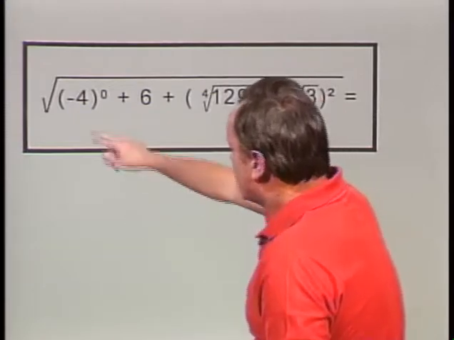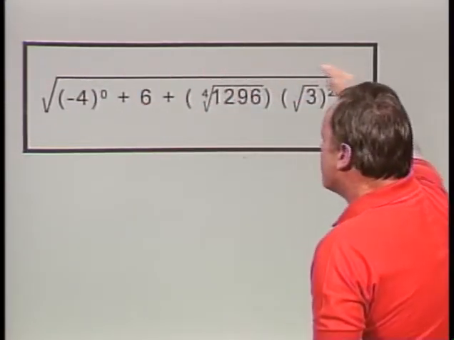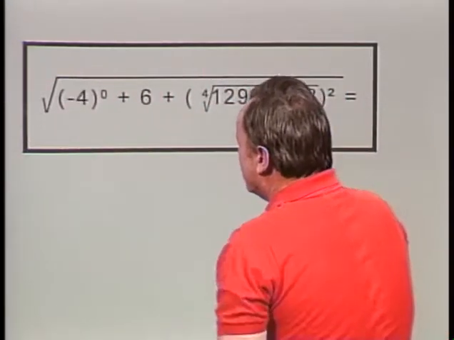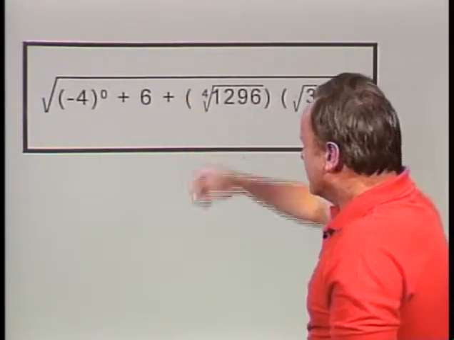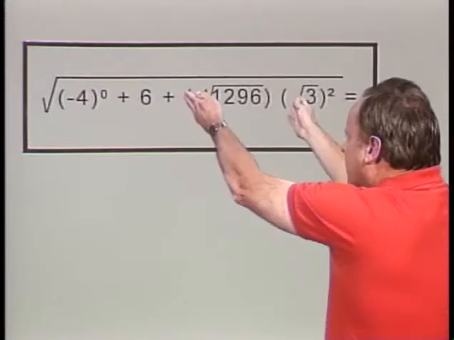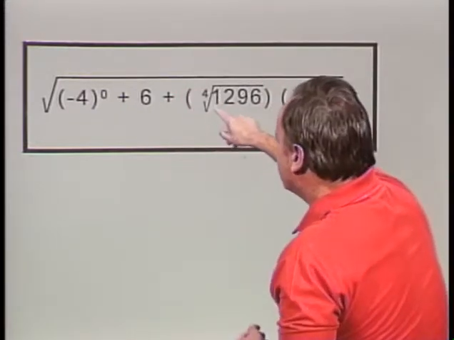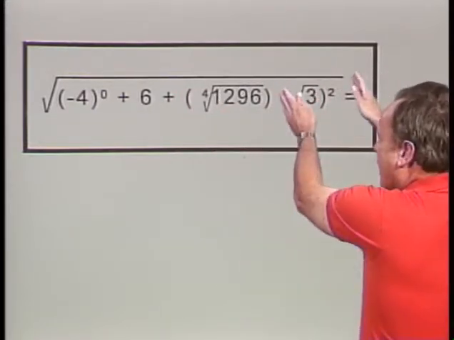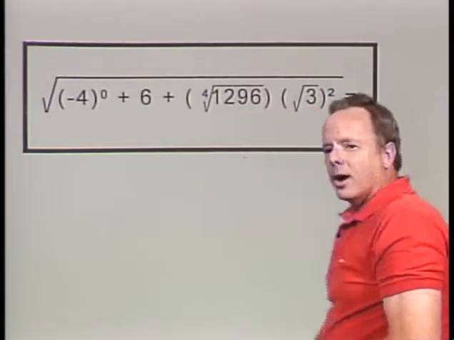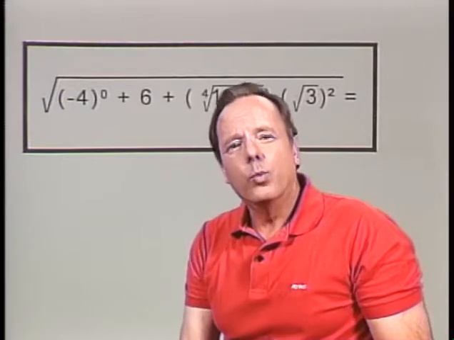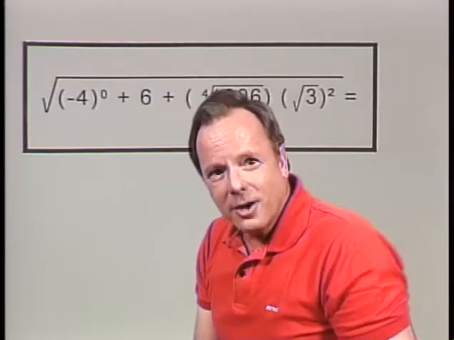First of all, they're saying take the square root of this entire mess. And underneath that square root, you get the quantity minus 4 to the 0 power plus 6 plus this quantity, which is the fourth root of 1296, and you multiply that times this quantity, which is the square root of 3, quantity squared. Never fear. We can simplify this a lot. Let's start and do it now.